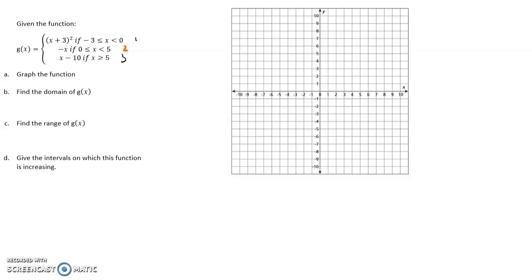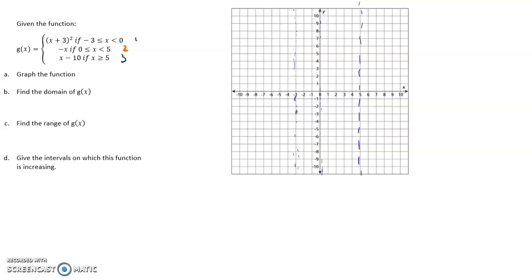So we can see that this graph is from -3 to 0. So this first piece is going to be from -3 to 0. This is a terrible vertical line, but it's just here to help us out. So this is the origin, this y-axis right here. And then the second piece is from 0 to 5. And then the third piece is for everything bigger than 5.